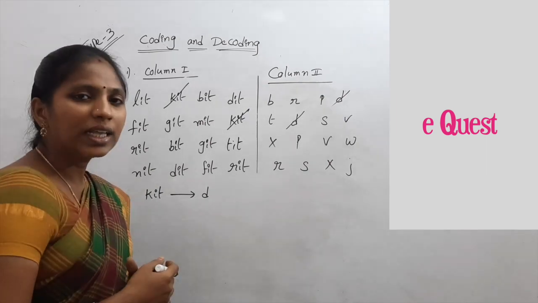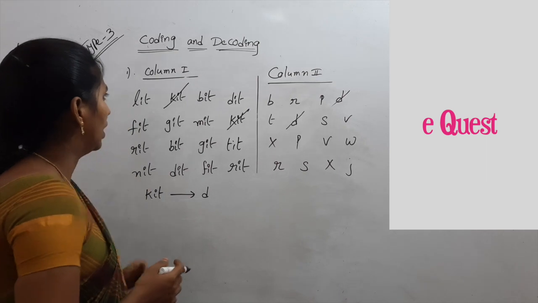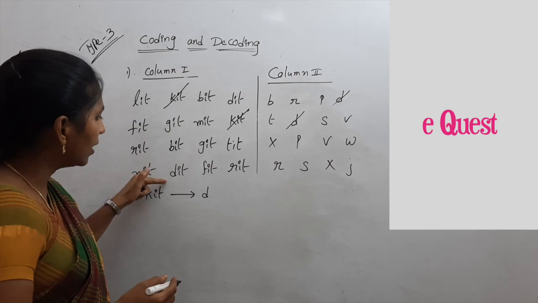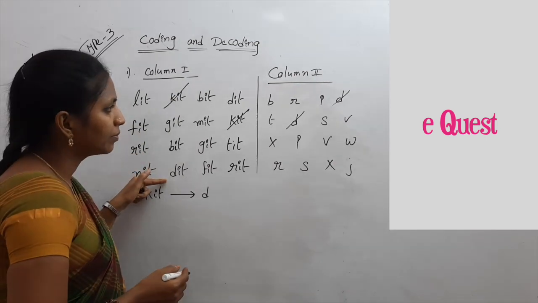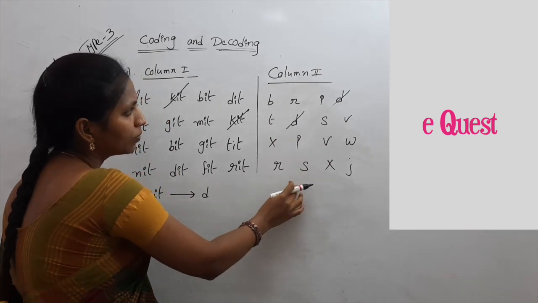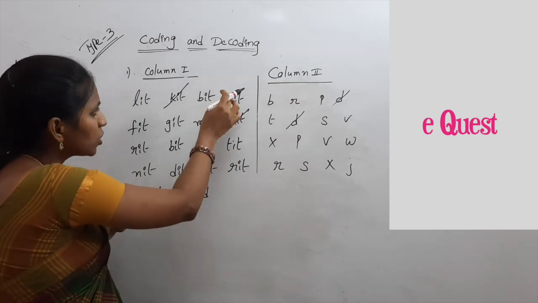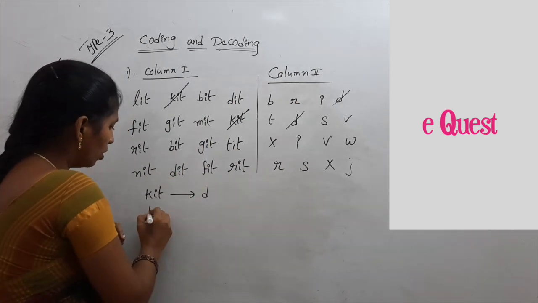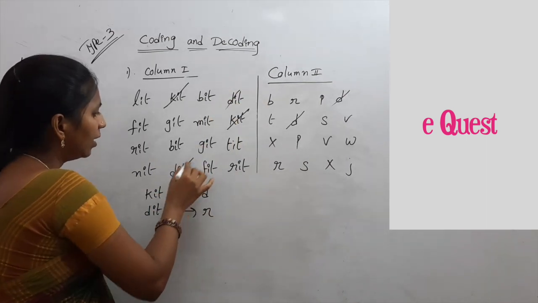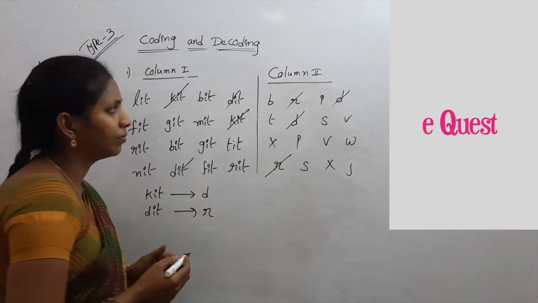Next, find another word which is common in 2 or more lines in column 1. See here, dit. Dit is common in the first line and fourth line. Which is common in the first line and fourth line of column 2? R is common. So for dit, what is the code? R. Dit, dit. Strike out. And here R and R.